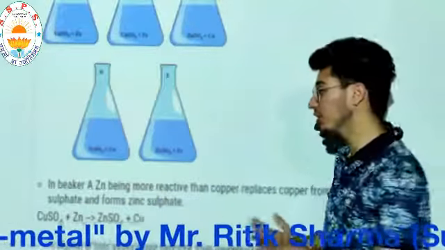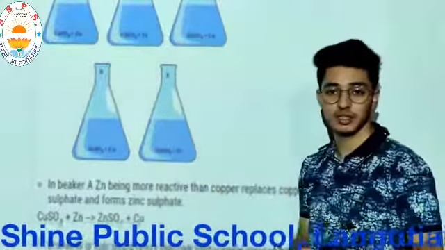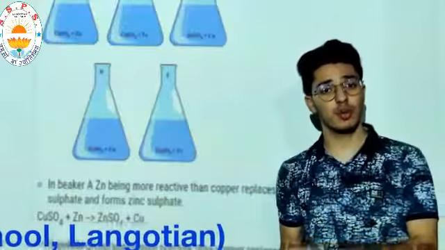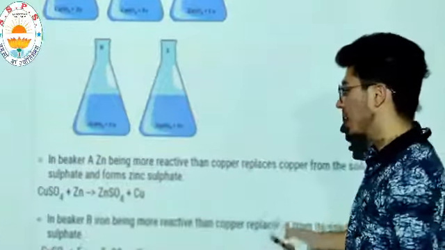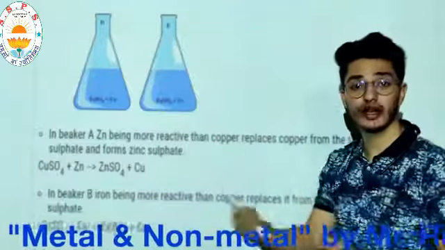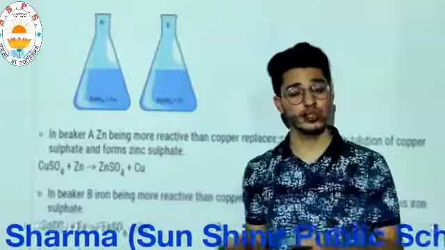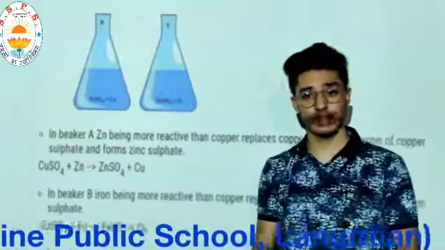In the fourth beaker, we are taking iron sulfate and we add copper in it. Again, iron is more reactive than copper, so no reaction. And in the fifth one, we are taking zinc sulfate and we add iron in it. Zinc is more reactive than iron and again no reaction. So this is a displacement reaction in metals.